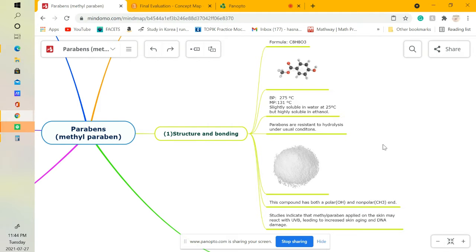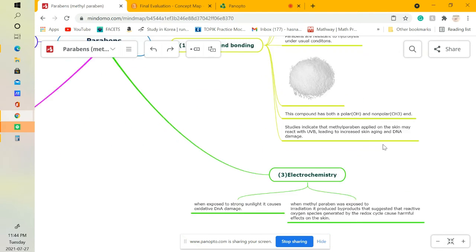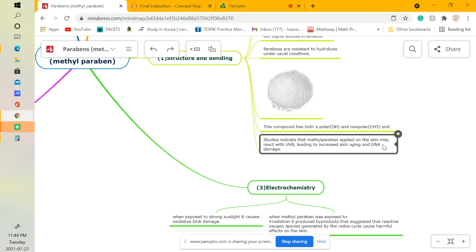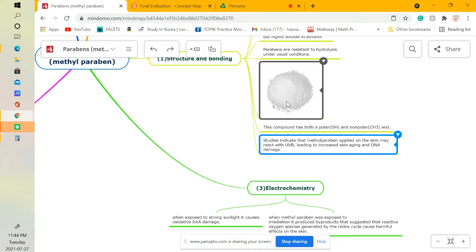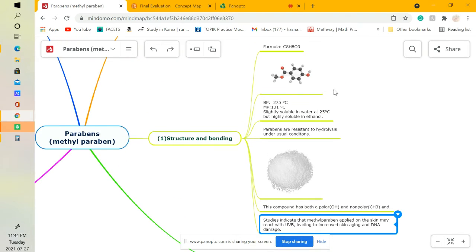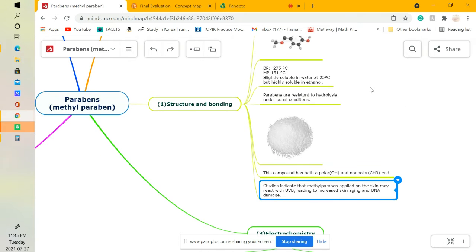and it's very highly soluble in ethanol. But as its chain grows longer, it becomes even more insoluble in water and less soluble in ethanol. This compound has a polar and a nonpolar end. This CH3 end is the nonpolar end. Sorry, not this, that's the CH3 end. It's nonpolar, and this end, the OH, is the polar end.